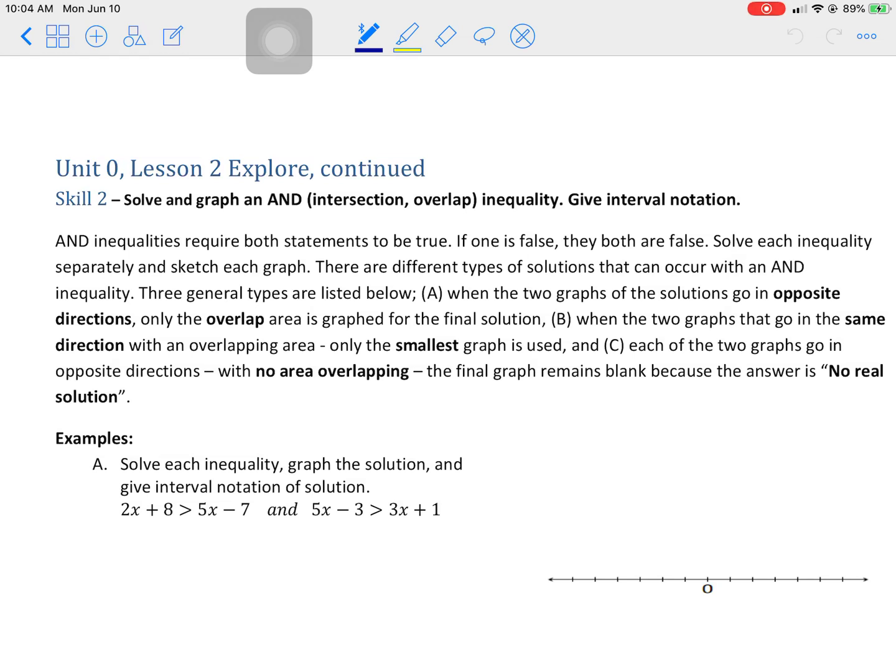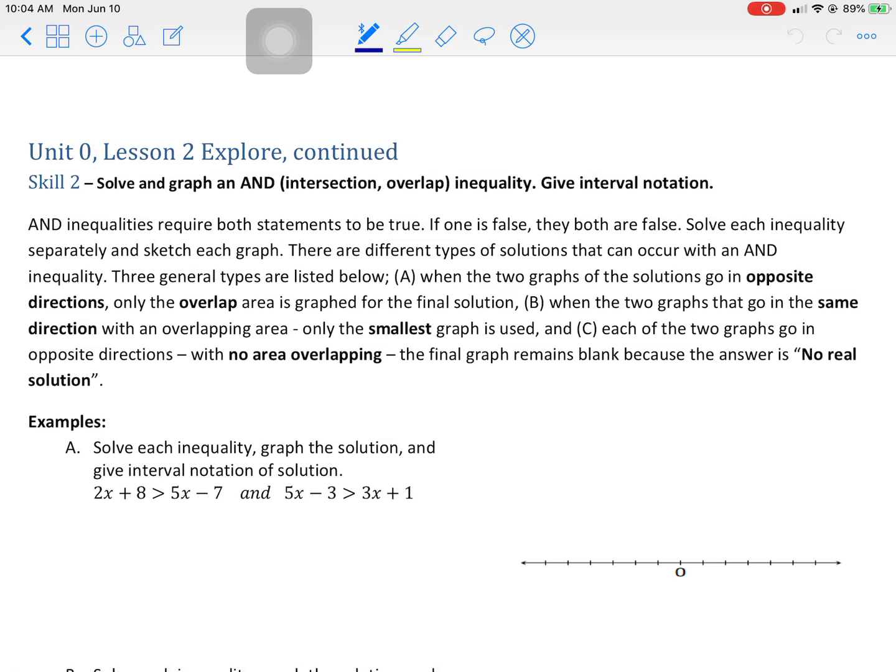All right, Unit 0, Lesson 2 continued. The first part we talked about compound inequalities and or inequalities. Now we're going to talk about and, or intersection, inequalities.